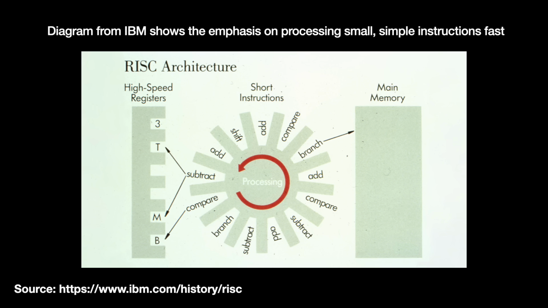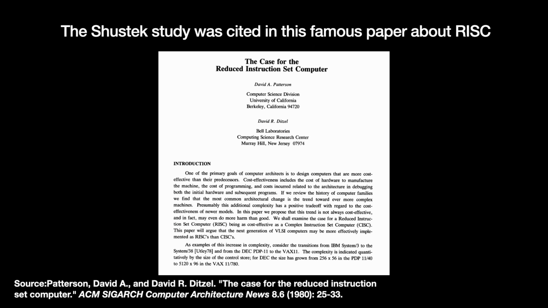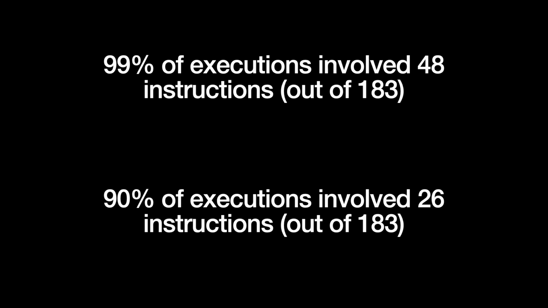A 1978 study by L.J. Shustak at Stanford studied a program written in COBOL. It found that of the 183 total available instructions, 99% of executions involved 48 of those instructions, a quarter of the total list. 90% of executions involved only 26 instructions. So there seemed to be an 80-20-ish rule where computers execute mostly the same instructions. Optimize the 80%, get them working very fast, and you get a faster computer.